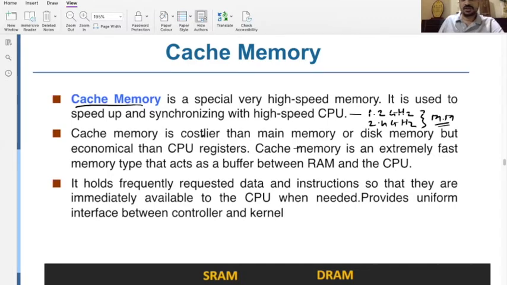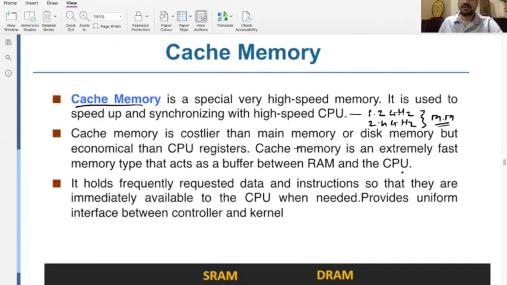This cache memory is costlier than the main memory. Definitely it is costlier because the speed is very high. It is costlier than main memory and the disk memory, or the secondary memory, but economical compared to CPU registers. I'll tell you what a CPU register is. So if we compare with the CPU register, cache is economical to that. Cache memory is an extremely fast memory type that acts as a buffer between RAM and the CPU.